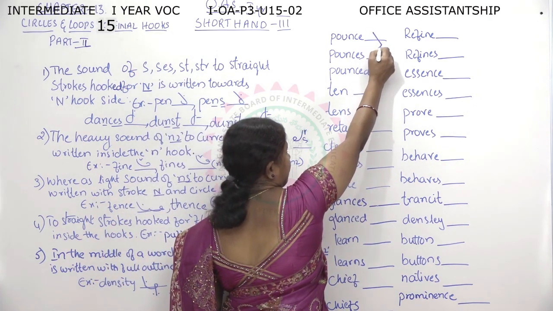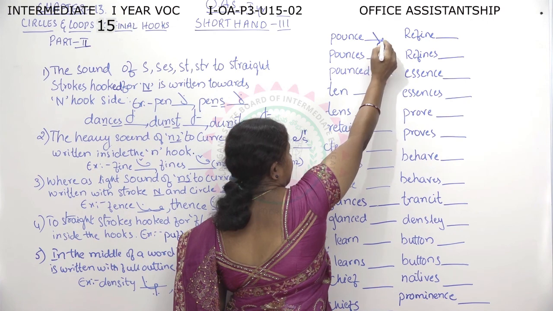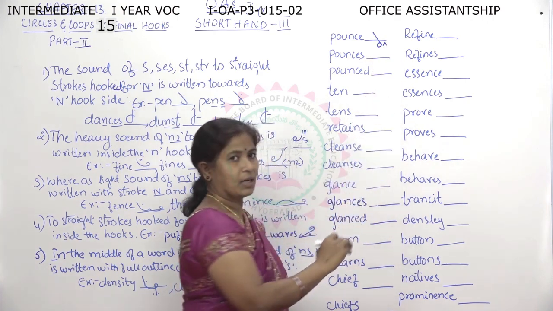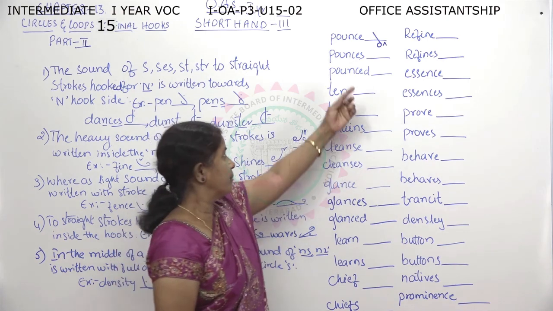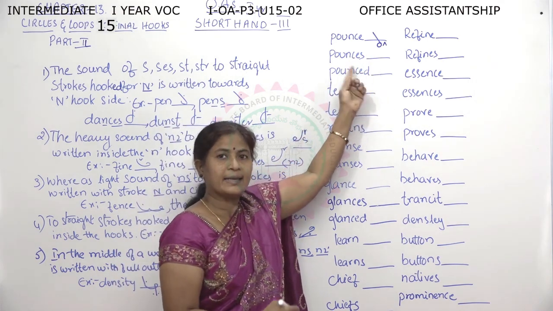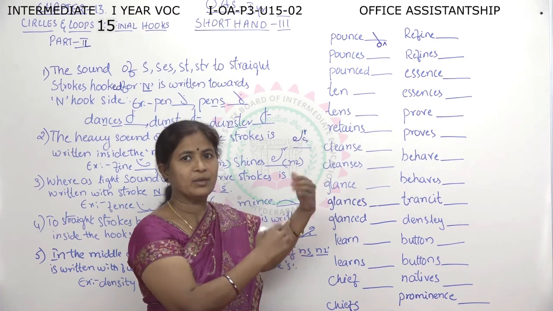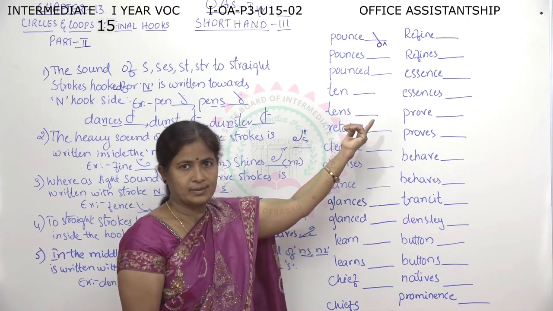P, N and S. Pounds. Ow is the third place diphthong. So we write the outline through the line. P through the line, circle, N S. We turn the circle towards the N side. So we get the sound of N's, pounds.